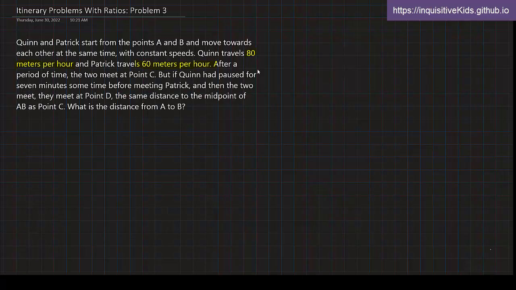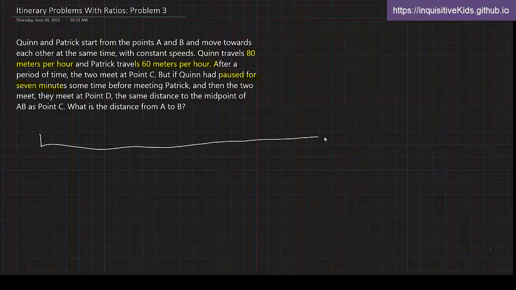But if Quinn had paused for 7 minutes sometime before meeting Patrick, so pause for 7 minutes, that would mean Quinn is not moving, but Patrick is. And the two meet at point D, the same distance to the midpoint of AB as C. What is the distance from A to B? This all seems very confusing right now, but it'll get less confusing if we draw a sketch.